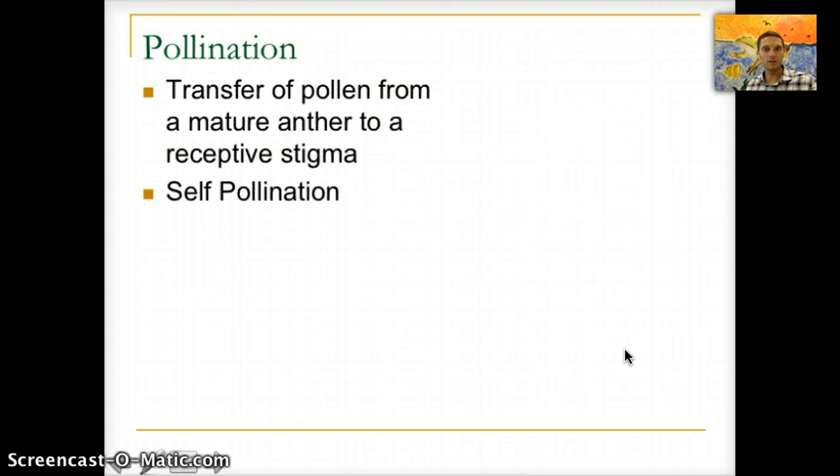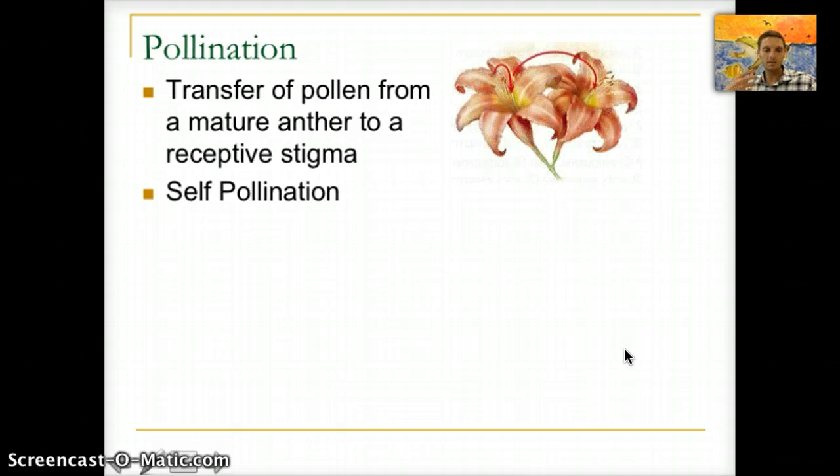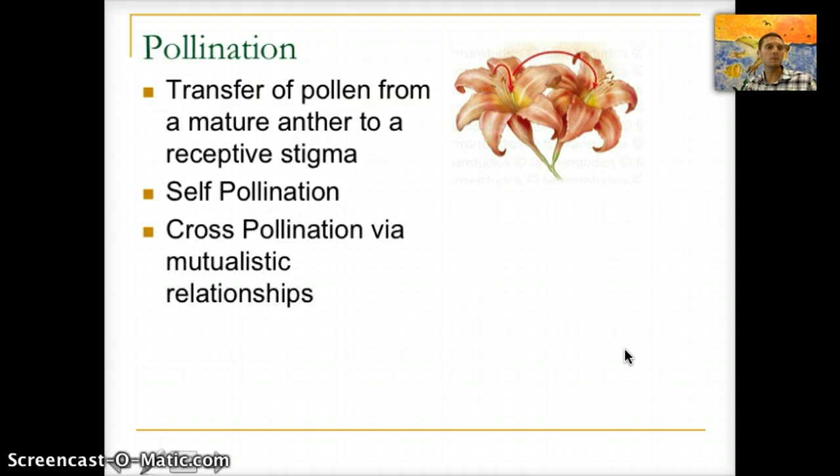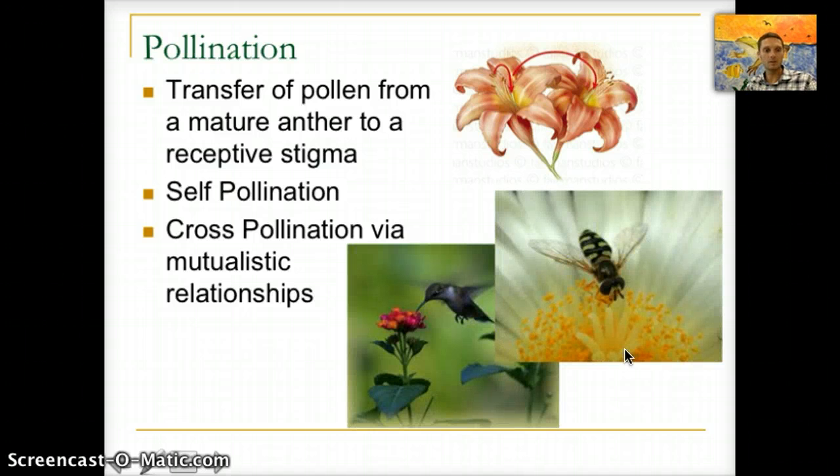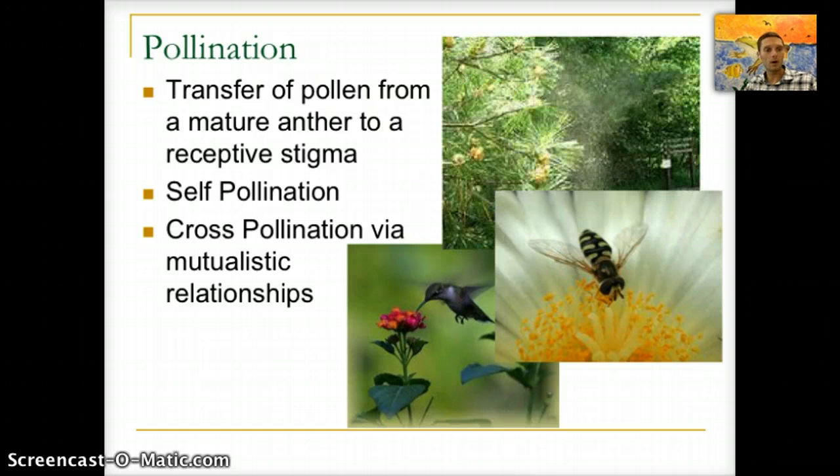Some self-pollination can occur. That's pollination on the same plant, from anthers of the same flower or flowers of the same plant. Cross-pollination via mutualistic relationships is more common, with insects and birds. This can also sometimes be induced by wind, occasionally water. Most oftentimes, though, it's insects or birds. Again, the insects or birds are gaining some sort of food, usually nectar, and they are transferring the pollen.